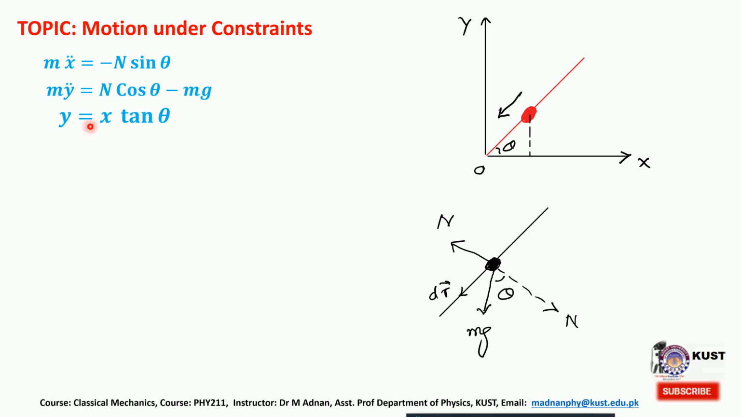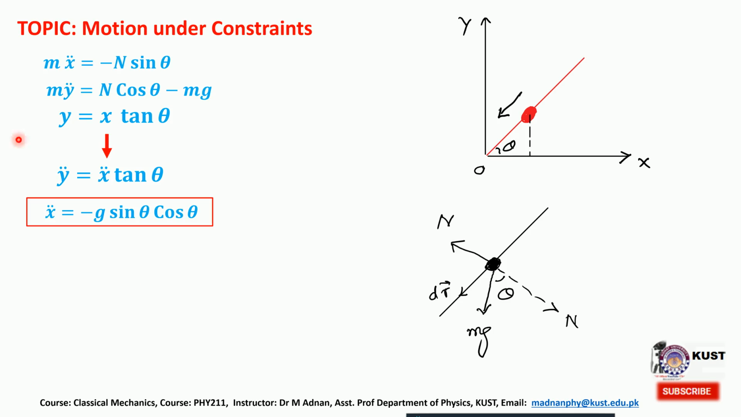Now the equation of constraint that we discussed previously is y equals x tan theta. This is a holonomic constraint and it is time independent. If we take the double time derivative of this constraint equation and use it in the above system of equations, we can obtain x double dot, the acceleration of this bead, which is given by minus g sin theta cos theta.